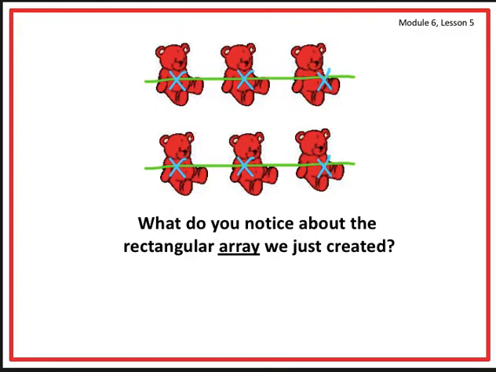What are you noticing? How many rows are there? How many bears? How many columns? How many bears are in each row? Just kind of say a couple of the things that you're noticing right now.